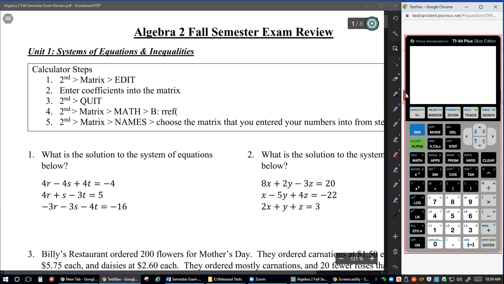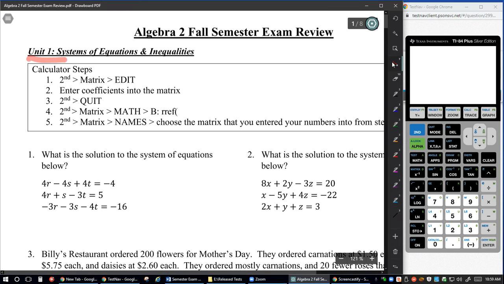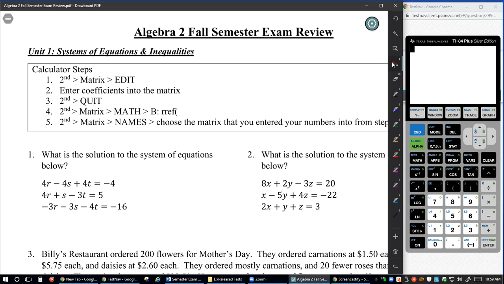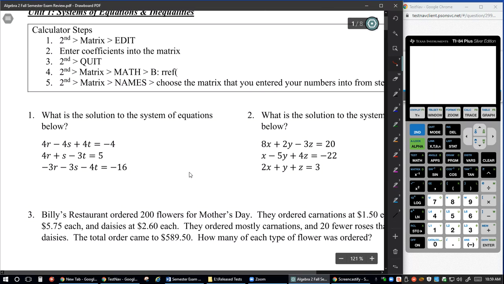So you did learn how to solve these by hand. However, I highly suggest you follow your calculator steps when solving these equations because the by hand method does take quite a bit of time and you do only have 2 hours for this semester exam. So we're going to review how to use our calculator.